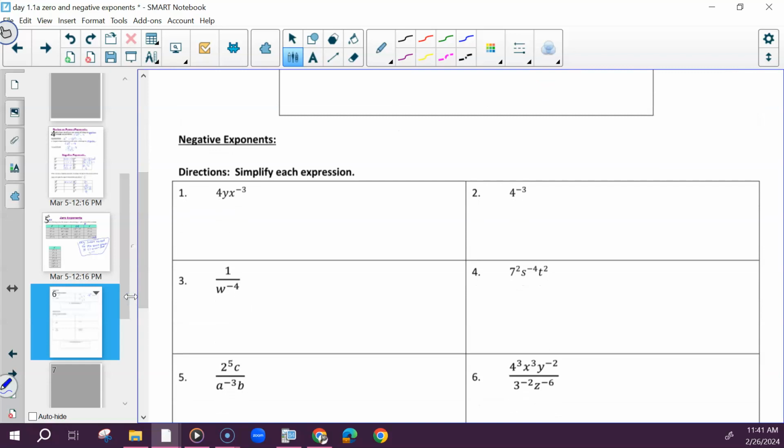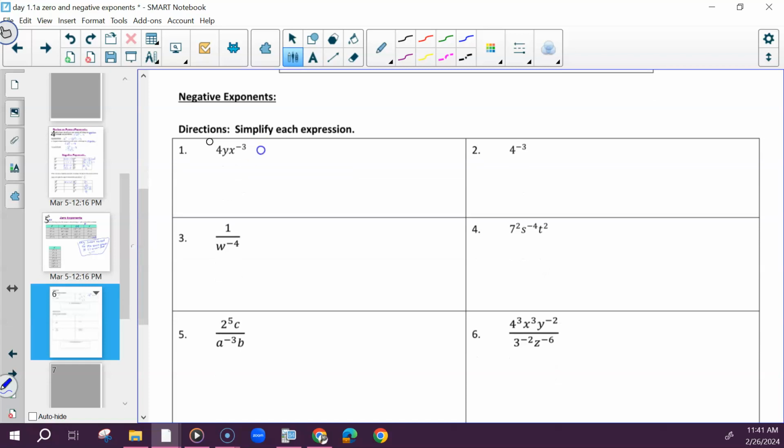So now let's do some examples with negative exponents. The ones we were doing were single variables. Now some of these have numbers and so on and so forth. So when we have something like number 1, think about this as 3 separate things. You're multiplying 4 times y times x to the -3rd. The -3rd doesn't go with everything, just the x. So that means the x is the only thing that's going to change.